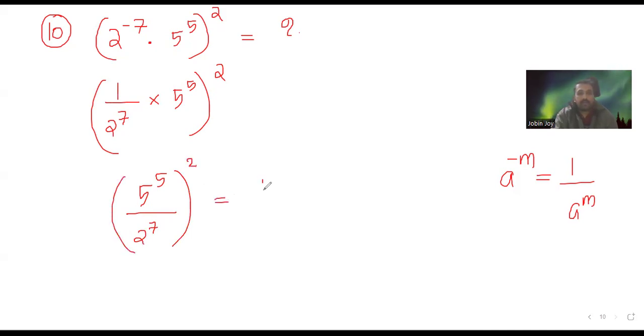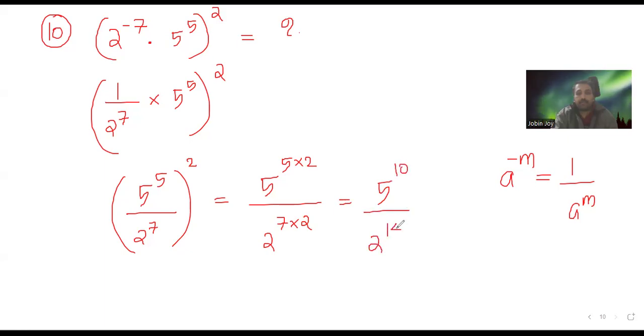So this will be equal to 5 raised to 5 into 2 divided by 2 raised to 7 into 2. So this will be equal to 5 raised to 5 into 2 is 10 divided by 2 raised to 7 into 2 is 14. So that means 5 raised to 10 divided by 2 raised to 14.